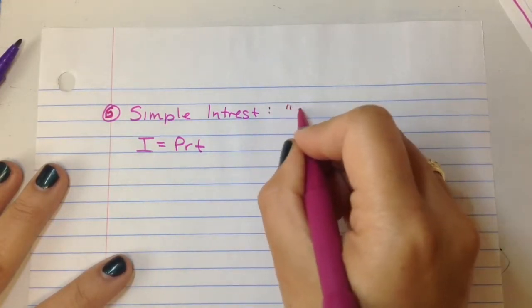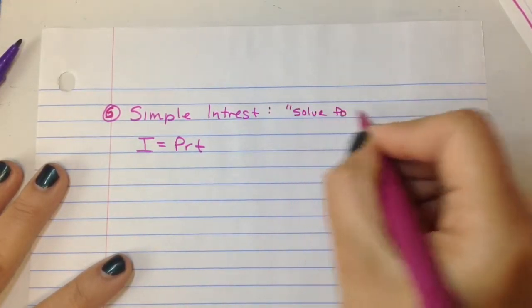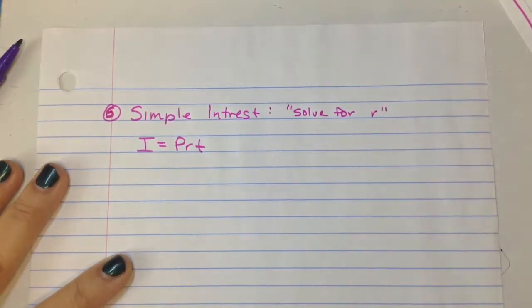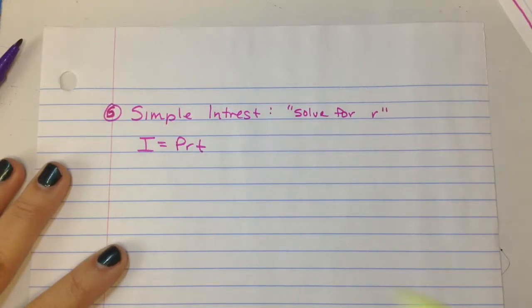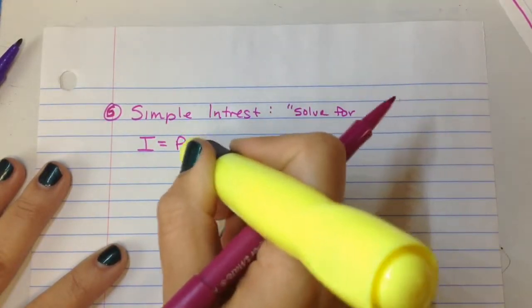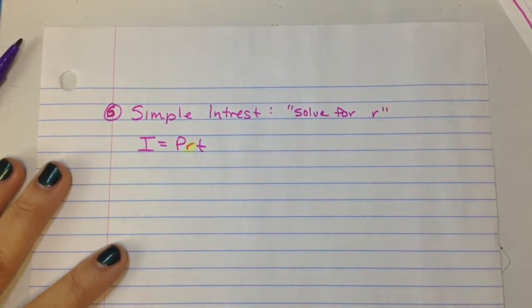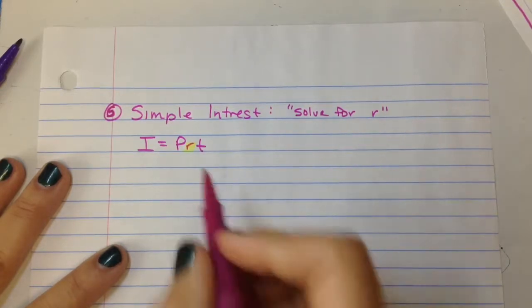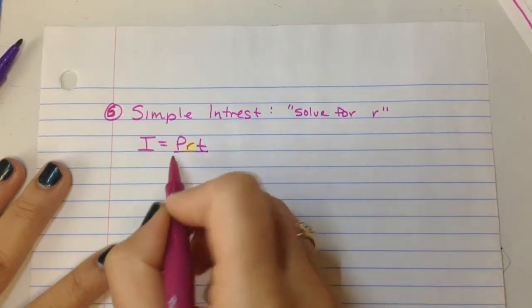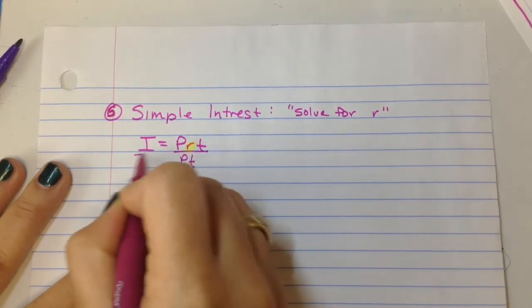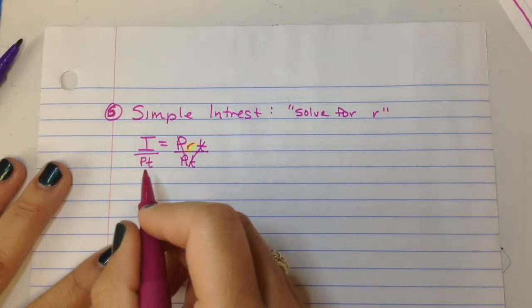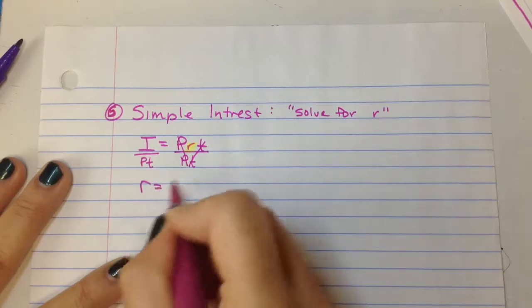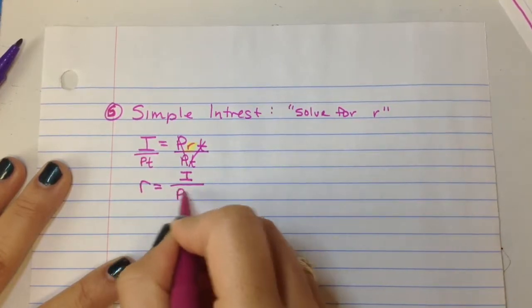Well, we are asked to solve for R. If we solve for R, let's highlight it. Currently, P and T are being multiplied by R because all of those letters are smushed together. To undo multiplication, I use division. This would get rid of both the P and the T on the right-hand side, and I'd be left with the formula that R is equal to I over P times T.